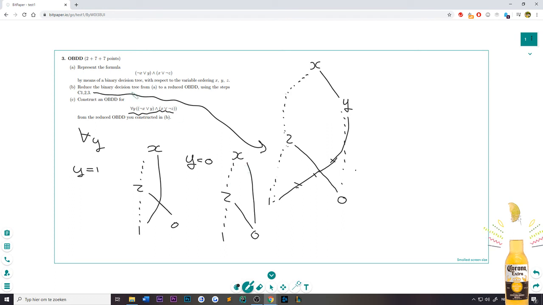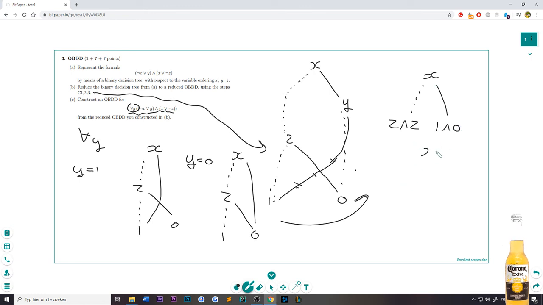And because it's for all y, we need to take the conjunction of these two graphs. So then, x is false gives us a z here, right? X is false gives us a z, and x is false gives us a z, and here x gives us a 0, and here x gives us a 1.